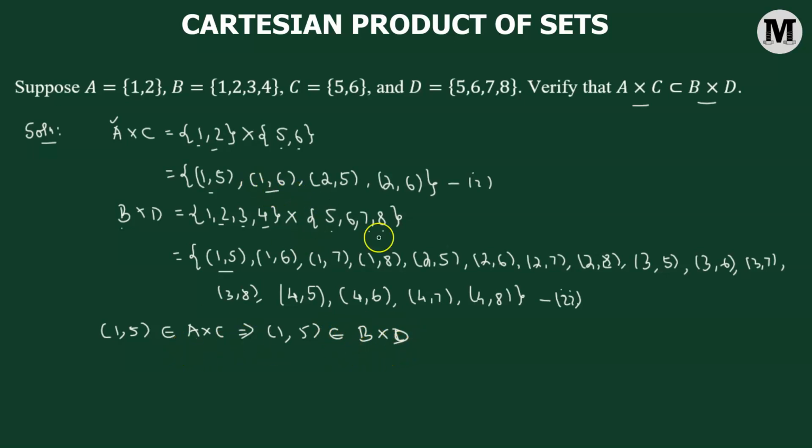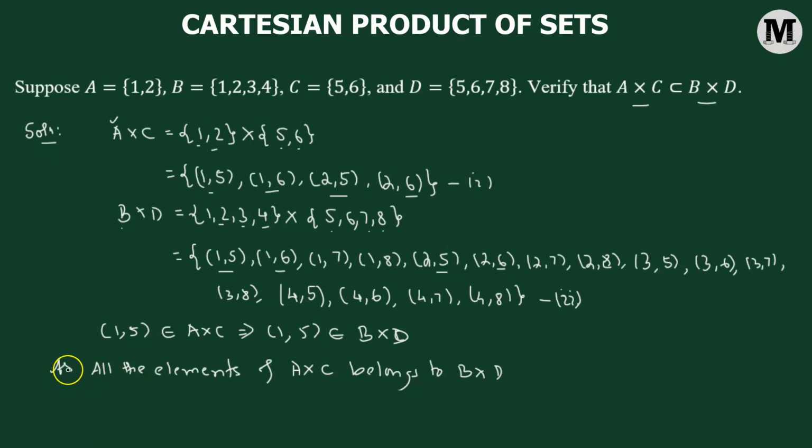So we have the ordered pair (1, 6). So that is present here as well. (2, 5), that is present. (2, 6), that is present here as well. So here we can say all the elements of the Cartesian product of A and C are going to belong to the Cartesian product of the set B and D.